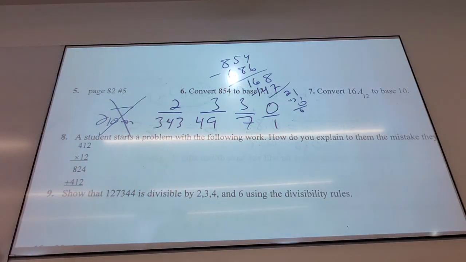So what is the answer? Yeah, 2,330 base 7. 2330 base 7. Put a little 7 next to it, a little tiny subscript, just like number 7 is base 12.